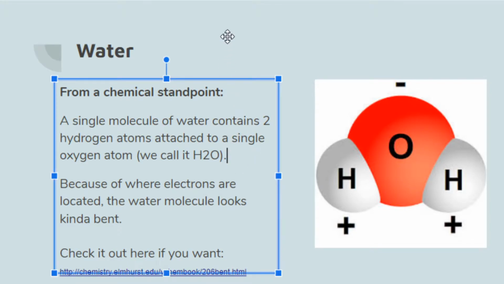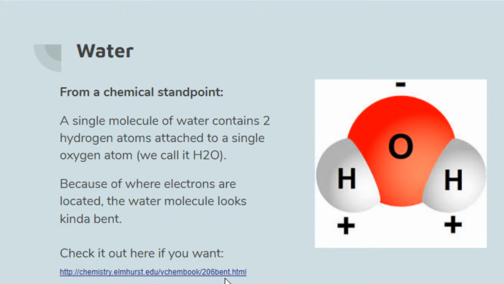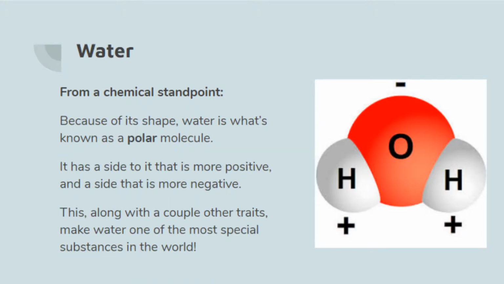And because of where the electrons are in this arrangement, the water molecule isn't just a straight line. It's not like a hydrogen on one end, oxygen in the middle, hydrogen on the other end. The hydrogens actually get kicked down a little bit, so they look kind of bent. If you're really interested in this, or if you're really bored because of quarantine or something, you can just check out this link if you want. It goes into a little more detail than you need, but it does do a decent job of explaining why that happens.